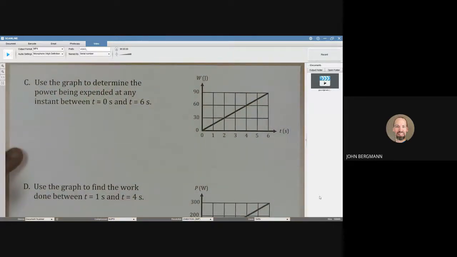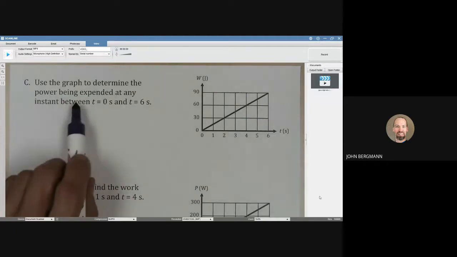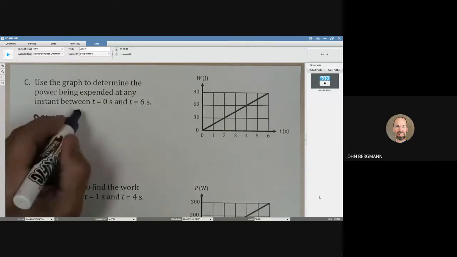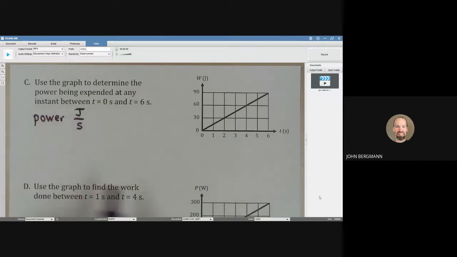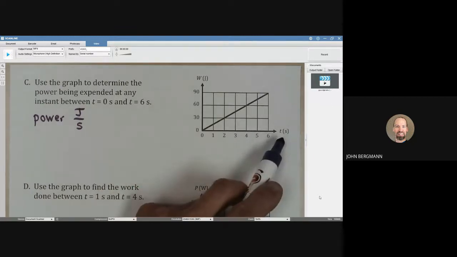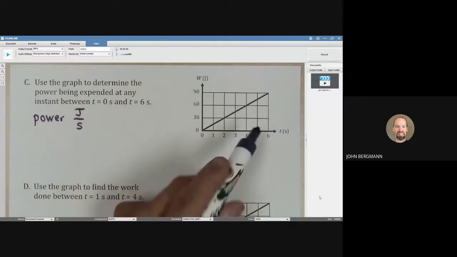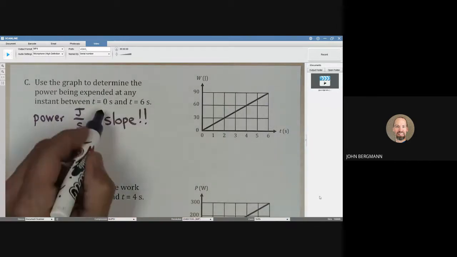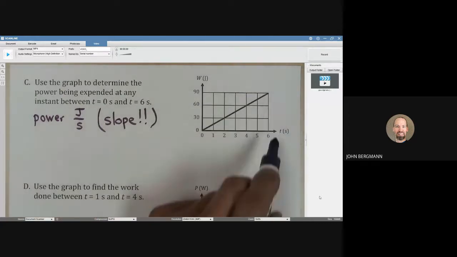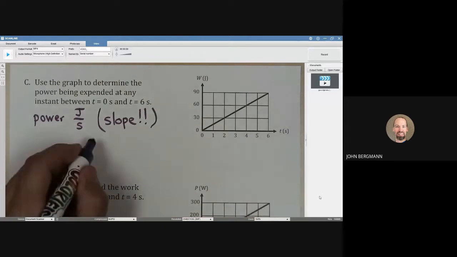Suppose we have this graph here, and we want to use the graph to determine the power being expended at any instant between t equals 0 seconds and t equals 6 seconds. There are any number of ways we could do this, but we might remember that power has the unit joules per second. So if we look at this graph, we have joules on the vertical axis, we have seconds on the horizontal axis. Joules per second, rise over run. That's what we're looking for here, aren't we? We can find the power if we find the slope here, and that's going to easily be done. 90 divided by 6 is going to be 15 watts.